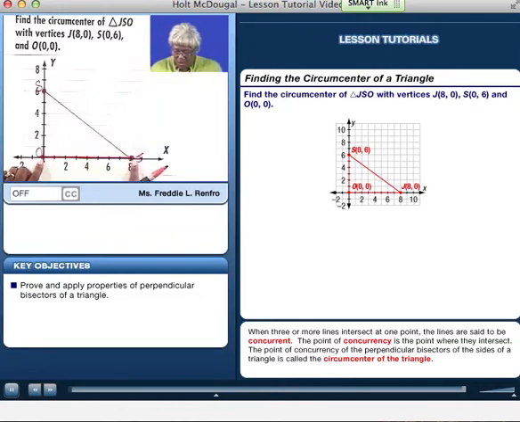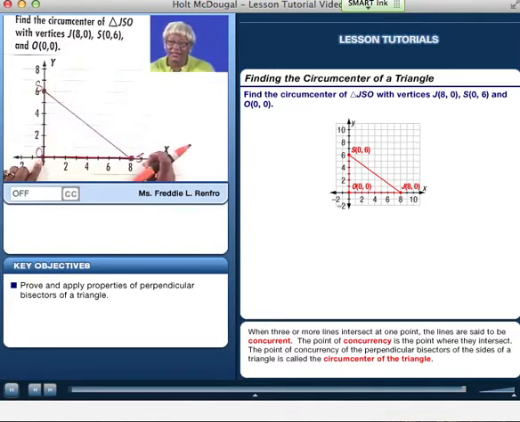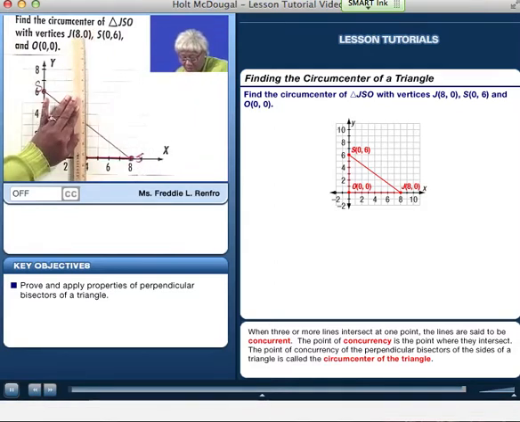Well, let's look at this. Since I have a horizontal side of my triangle, which is on the x-axis, notice it's how many units? It's 8 units. Can I construct a perpendicular bisector? Yes, I can. The midpoint is right here, which is at 4, and any vertical line is perpendicular to the x-axis. So I know one of my perpendicular bisectors. I'm going to go ahead and sketch that.